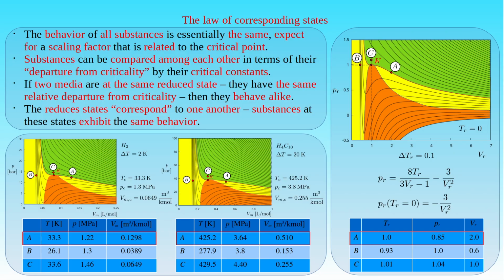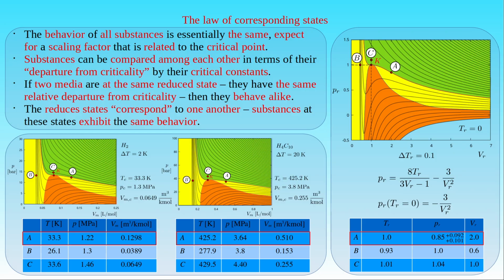The substitution of these values into the van der Waals equation containing constants specific for the two media gives 1.22 megapascal for the pressure of hydrogen and 3.64 megapascal for the pressure of butane. By scaling the result with the critical pressures of the two substances, we obtain values of the reduced pressure that deviate from 0.85, the value specified in the table of the reduced variables.